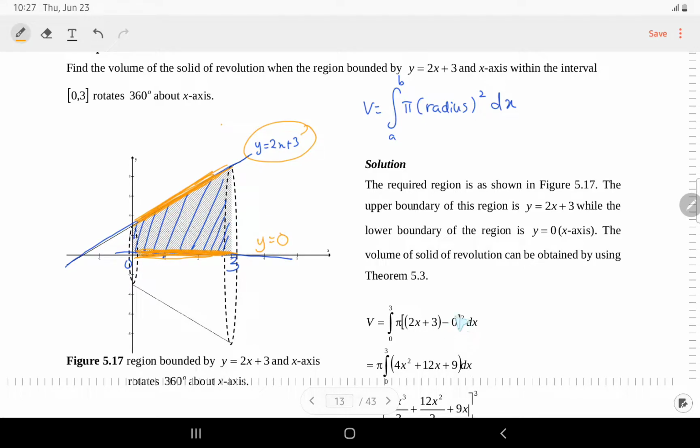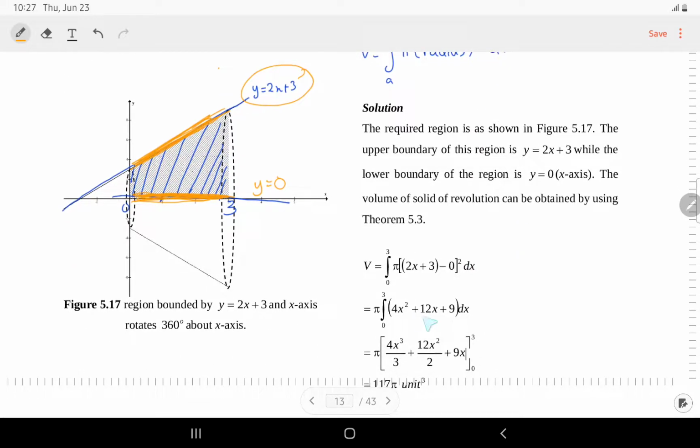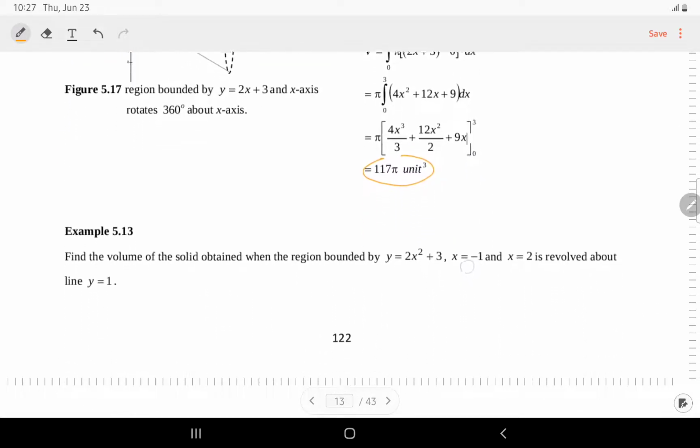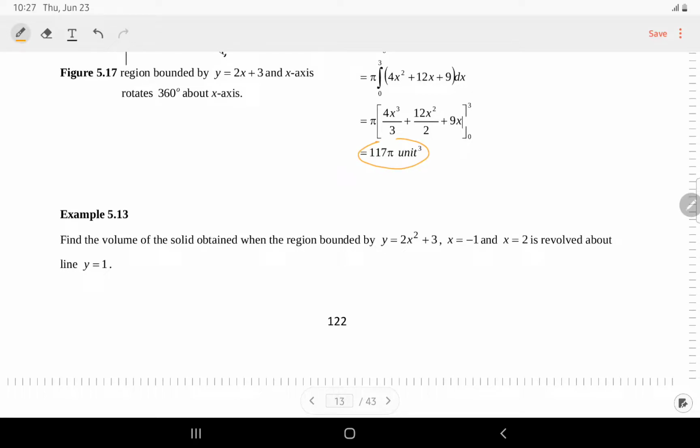So, kita masukkan 0 kat sini. Upper boundary minus lower boundary square. Okay, sebab ada square dekat sini, dx. Okay, lepas tu selesaikan yang square tu dulu. Pi boleh bawa keluar. Selesaikan square dulu. And then integrate macam biasa dan masukkan limit dia. So, jawapan dia ada dalam bentuk pi kat sini. 117 pi unit cube. Okay. Let's move on to another example.